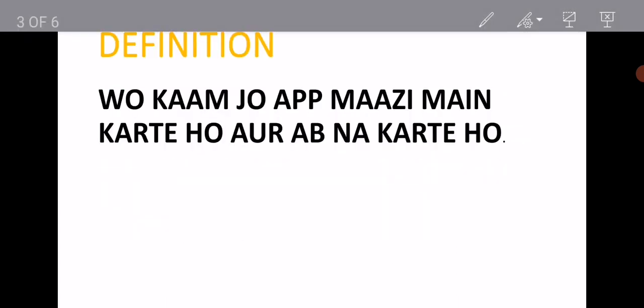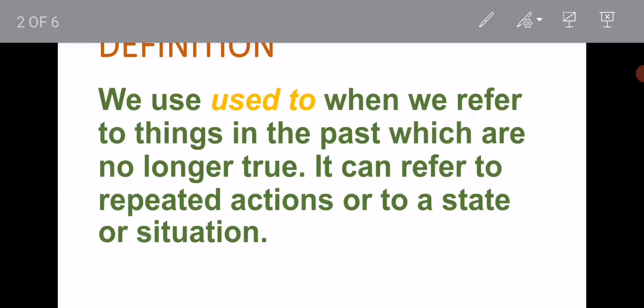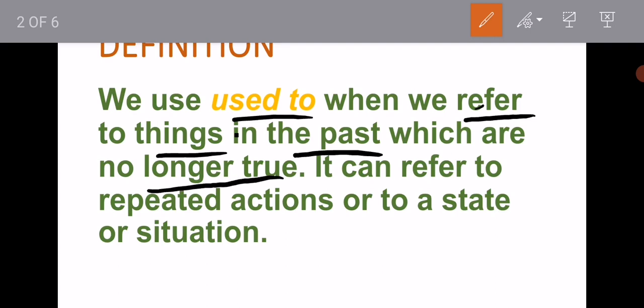Well, we use this structure "used to" when we refer to things in the past. A very key point to know: we use "used to" to refer to things in the past which are no longer true. In easy words, easy to remember the definition: the things you used to do in the past and now you are not in touch with them, right? That's a clear definition of "used to".